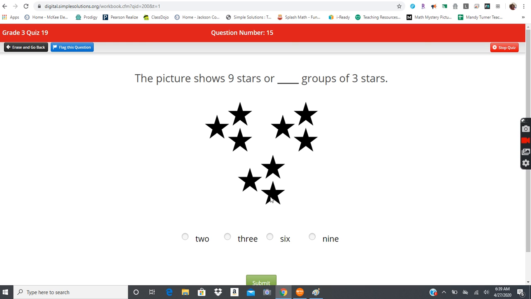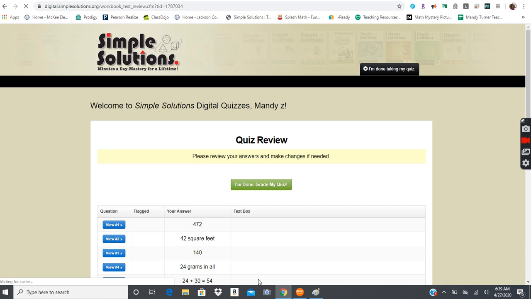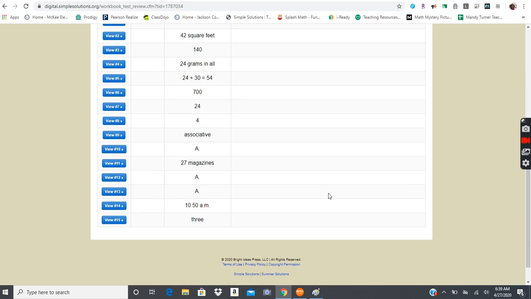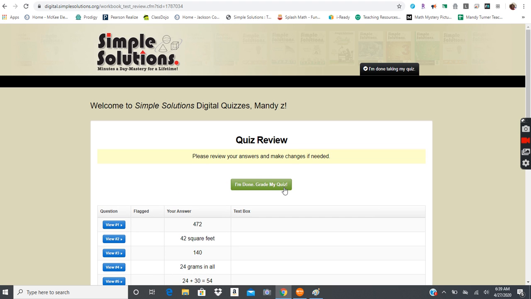The picture shows 9 stars, or how many groups of 3 stars? Well, what times 3 is 9? 3 times 3. Okay, we feel good about it. I'm done. Grade my quiz.